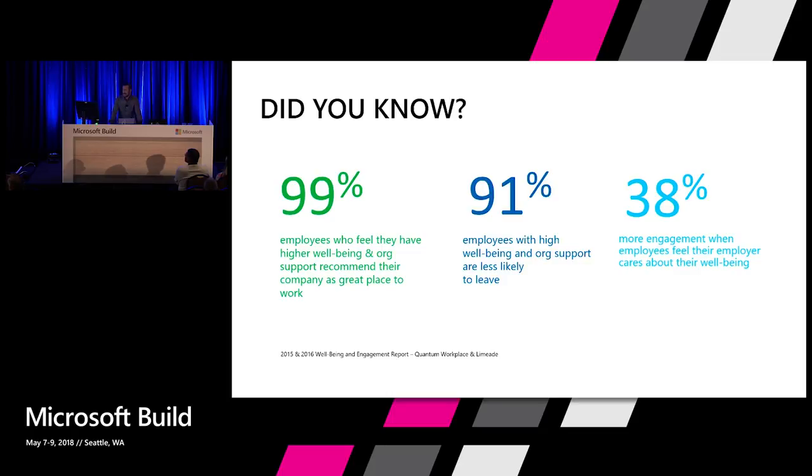99% of employees who feel that they have high well-being and that their company has organizational support for them recommend their company as a best place to work or a great place to work. 91% of employees that have high well-being and organizational support are less likely to leave, so turnover. And companies have 38% more engaged employees when they feel that their employer cares about their well-being. So these are some pretty compelling stats.